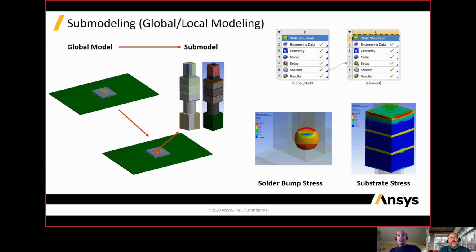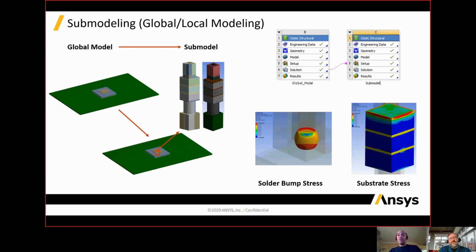The other thing I really like about submodeling nowadays, and I use insert and submodel interchangeably a little bit, is that there are some things you just can't do, depending on what you're going to do with the model. There are some things you cannot do with the submodel. If you want to change a geometry or a global material, you have to run the global model again.